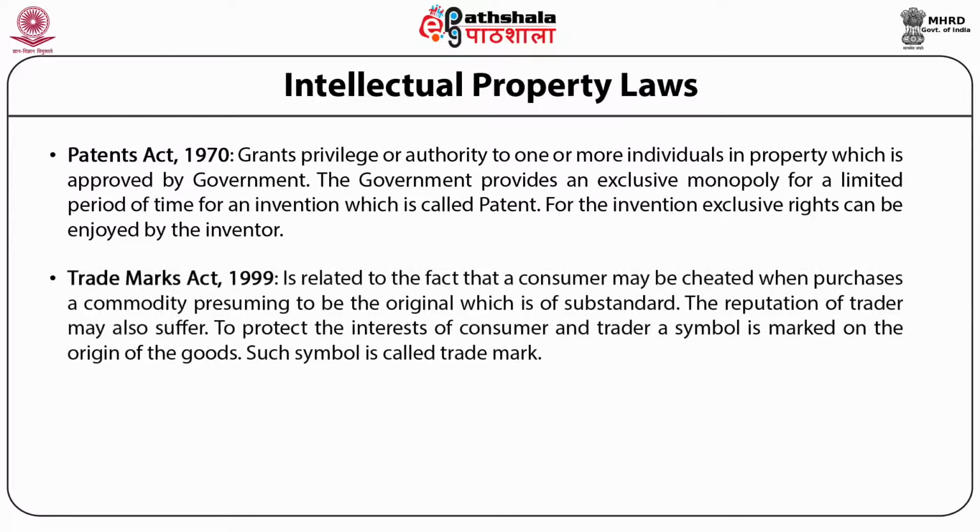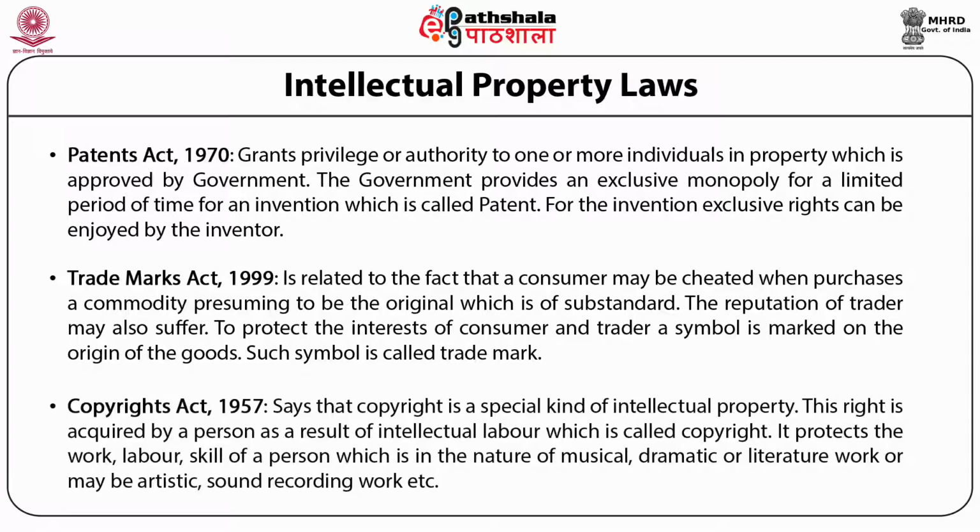Next comes Trademarks Act 1999. It is related to the fact that a consumer may be cheated when purchasing a commodity, presuming to be original, which is of substandard. The reputation of the trader may also suffer. So, to protect the interest of the consumer and trader, a symbol is marked on the origin of the goods. Such symbol is known as trademark. The trademark may be a brand, a symbol, a letter, which can be represented graphically and may include combination of colors and packaging. Trademark ensures quality of the product and it identifies the product at origin.